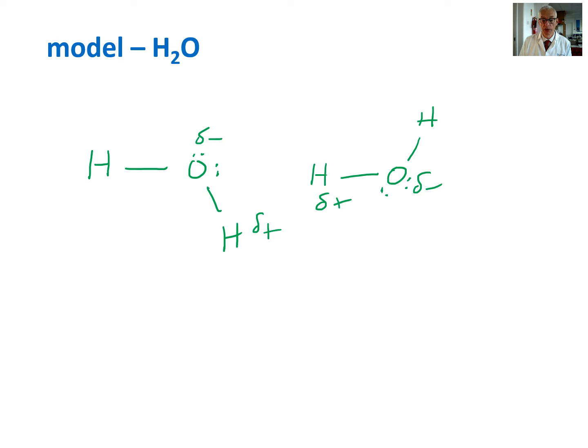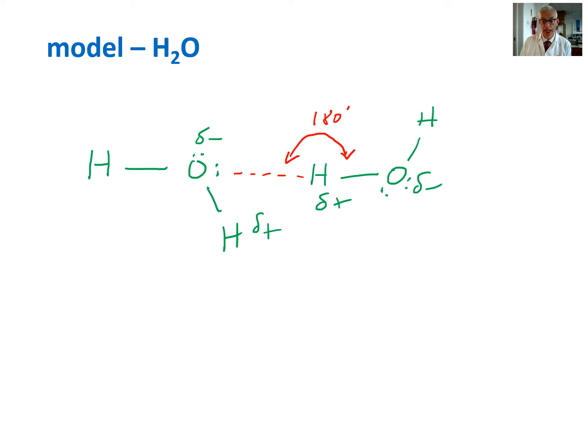Now the hydrogen bond will occur between a lone pair of electrons and a hydrogen delta plus of a neighbouring water molecule. Notice that bond angle between the hydrogen bond and the oxygen-hydrogen covalent bond is 180. So that detail is sometimes required in examination.